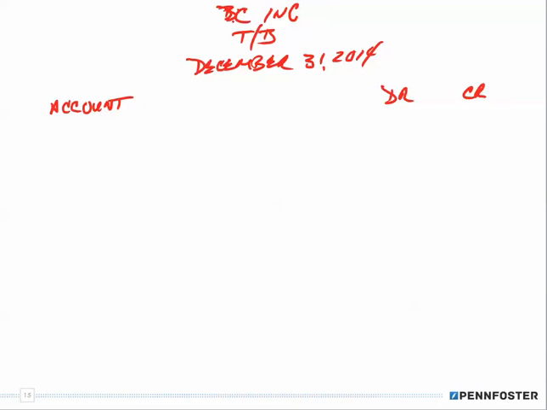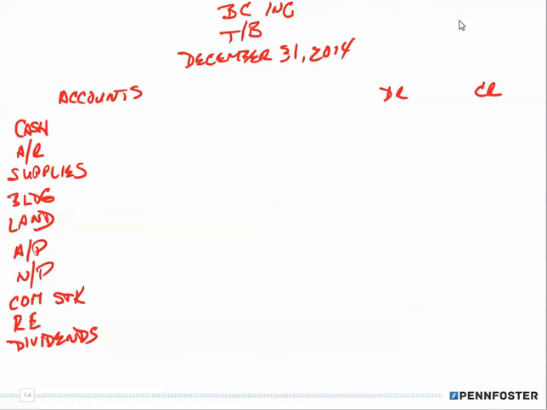If you have to go more than one page, you have to include a heading on the second page, and your descriptions, your account, debit and credit, and you also have to number the pages. So you're going to put page 2 of 2, and then you would label the page up here, page 1 of 2. And this lets everybody know that you have 2 pages.